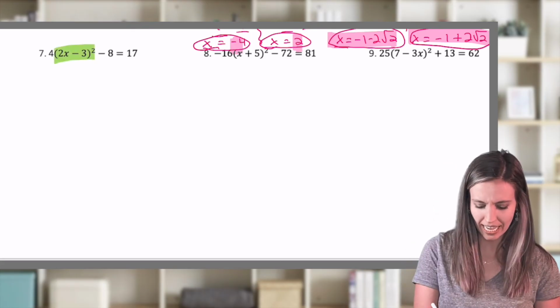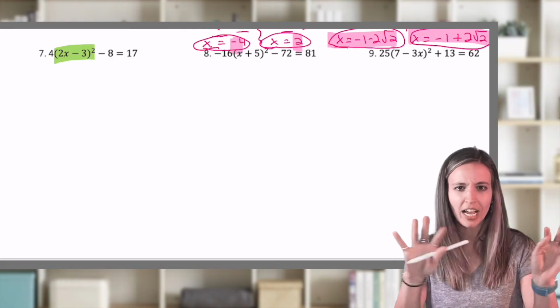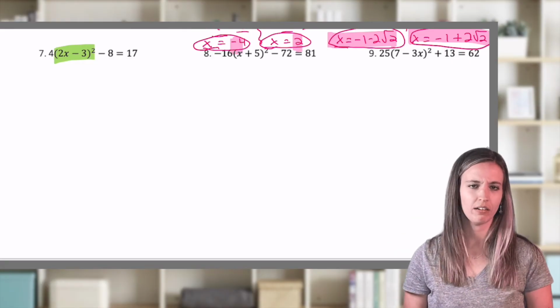You're trying to isolate that binomial that's being squared, so take a moment, get that isolated, and we'll check back in.